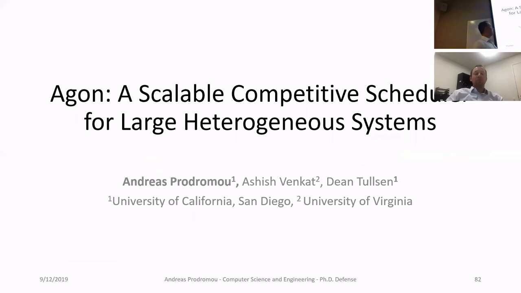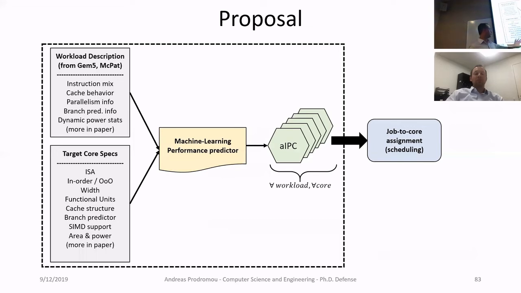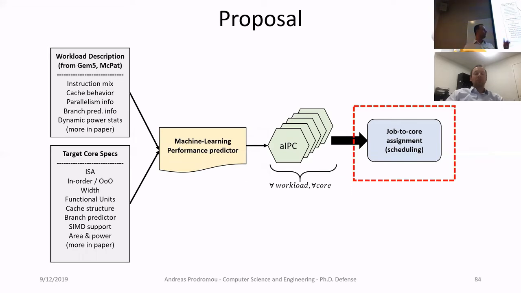This last work, we named it Agon, or Agon in Greek. It's a competitive scheduler for large heterogeneous systems. In the previous chapter, we focused on this part of the problem. But what happens there? Let's begin by taking a look at what that section does.